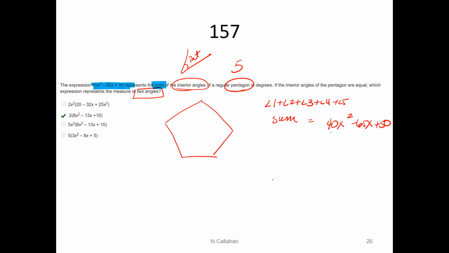How many angles are there? 5, right? So I have to divide the whole thing by 5 so I can figure out what one angle is. So one angle is when I divide this by 5. What's 40 divided by 5? 8. What's 65 divided by 5?